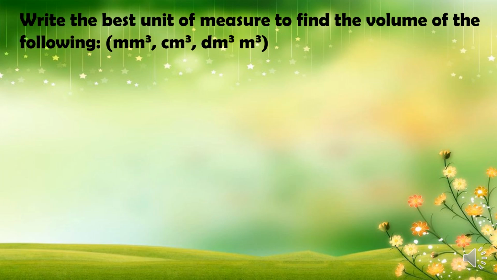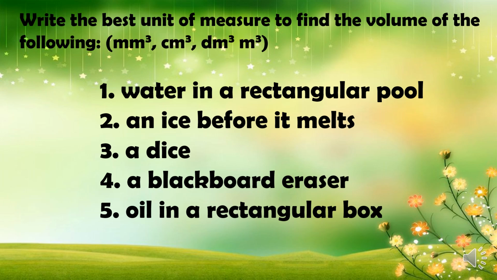Now, let us write the best unit of measure to find the volume of the following. We can use cubic millimeter, cubic centimeter, cubic decimeter, and cubic meter. Number 1, water in a rectangular pool. Number 2, an ice before it melts. Number 3, a dice. Number 4, a blackboard eraser. And number 5, oil in a rectangular box.